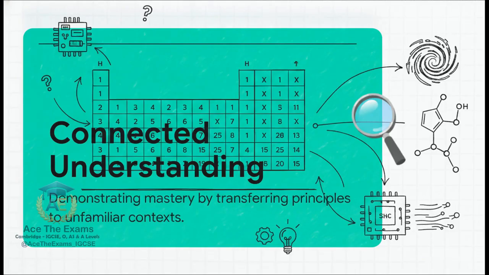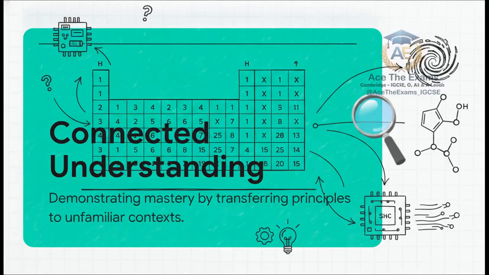In the exam, they are going to throw a bizarre, real-world scenario at you. Maybe it's a logic circuit for an automated greenhouse or an airplane landing gear system. If you just try to memorize past paper questions, you'll freeze. Connected understanding is your ability to take the rigid rules of Boolean logic and truth tables and seamlessly weave them into whatever wild context they've invented.